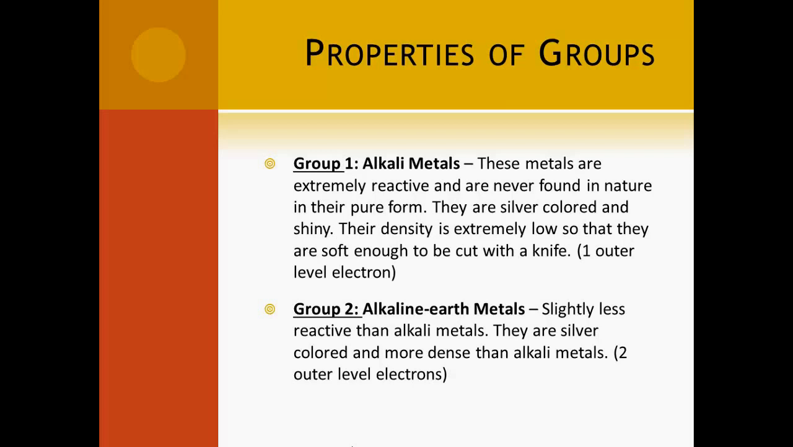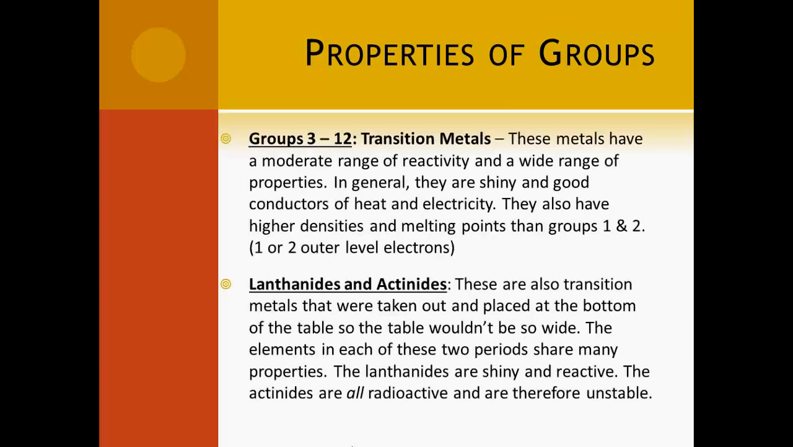Then the next column over, group 2, these are your alkaline earth metals. They're still pretty reactive, but slightly less than the alkali metals. They're usually silver colored and more dense, and they have 2 valence electrons.